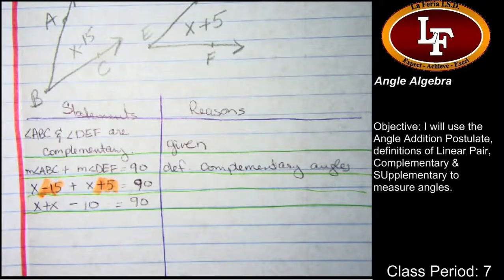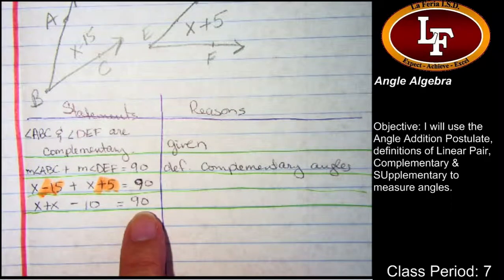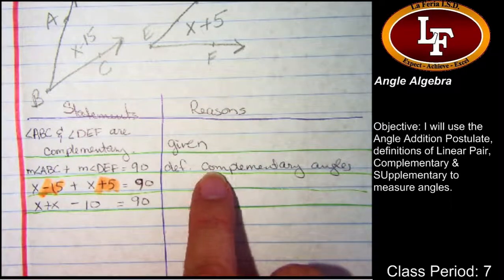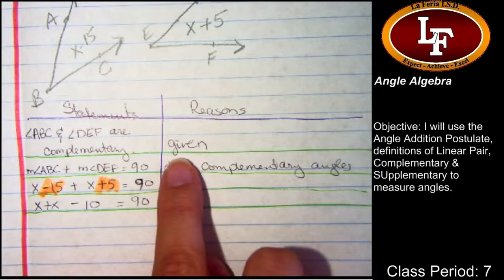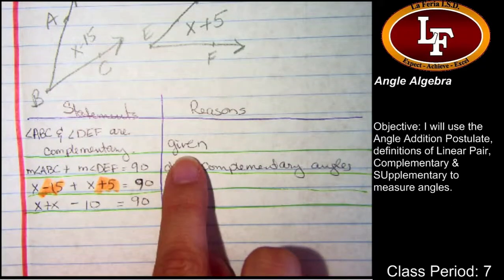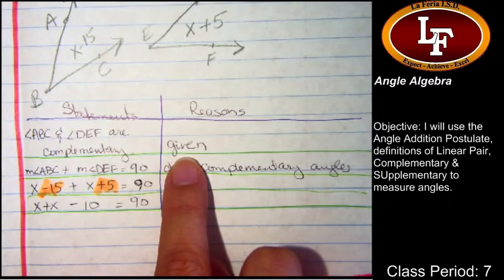Yes, 90. Why 90? So the question was, why does it equal 90? Because it's complementary. How do you know that? Because they're complementary. Okay. And how do we know they're complementary? Which is a great question to ask. Is because it was given to me.